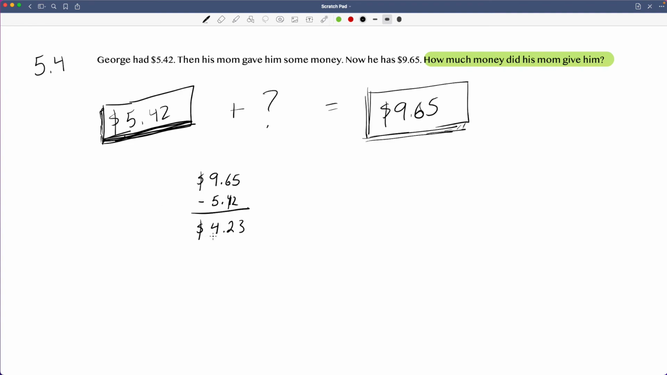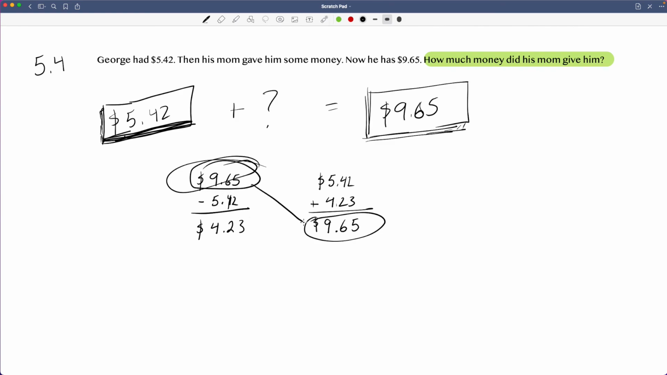Now, all we have to do to check this is to put this amount in here with the question mark. So $5.42 plus $4.23 added together should give us $9.65. So let's see. 2 and 3 is 5. 4 and 2 is 6. Bring down our decimal. 5 and 4 is 9. And it does. It matches. So when these match, we know we did the problem correctly.